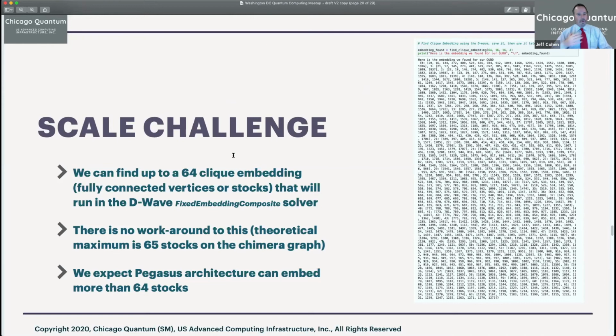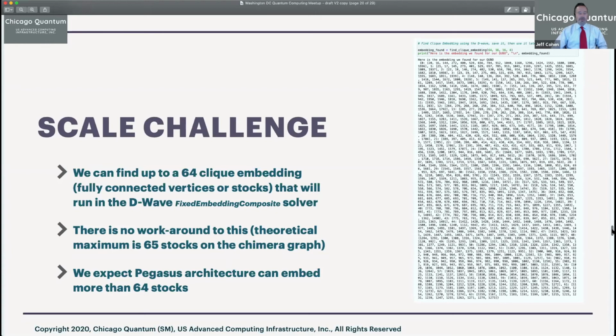And so we now know we can find up to a 64 clique embedding, fully connected vertices. We pray that D-Wave will let us use the new 5000, or what they call the D-Wave Advantage, because it's over 5,000 qubits and there's a lot more connectivity. So I can't even predict how many stocks I can put on it, but if we could put 300-400 on it, now we're really talking some business. There is no workaround to the 65 stock theoretical maximum. And so we're done trying to get more assets to run on the quantum annealer. And like I said, last night we did 314 assets. One of the models took a minute.